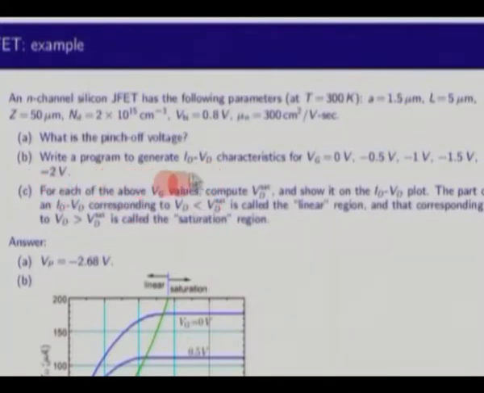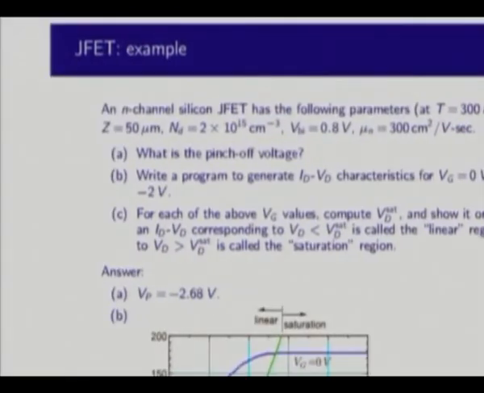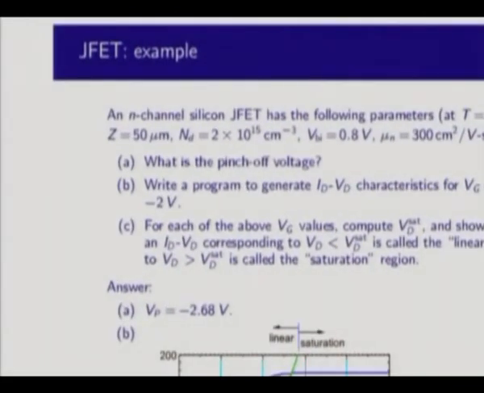So question B is to write a program to generate IDVD characteristics for VG equal to 0, minus 0.5, minus 1, etc. And for each of the above VG values, they need to compute VD sat, that means the VD value at which the channel gets pinched off, or the drain current saturates, and show it on the IDVD plot. And of course, the part of an IDVD characteristic that corresponds to VD less than VD sat is called the linear region, and that corresponding to VD greater than VD sat is called the saturation region. So it's very easy to write this program, and students will feel much happier with the equation once they do this exercise.